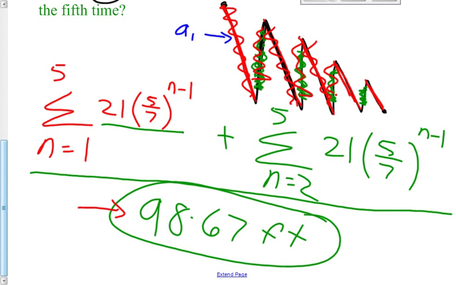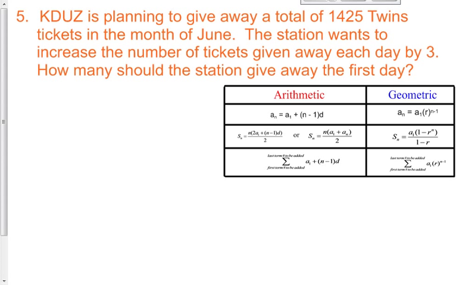Okay. Last one of these kind, problem number 5. KDUZ is planning to give away a total of 1,425 Twins tickets. This total is a big word. It means the sum, right? It's going to be in the month of June. 30 days has September, April, June, and November. All the others have 31, except for February has 28. So June has 30 days in that month, so that's going to be important.